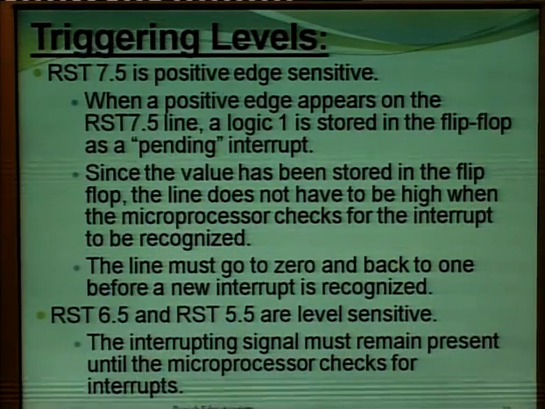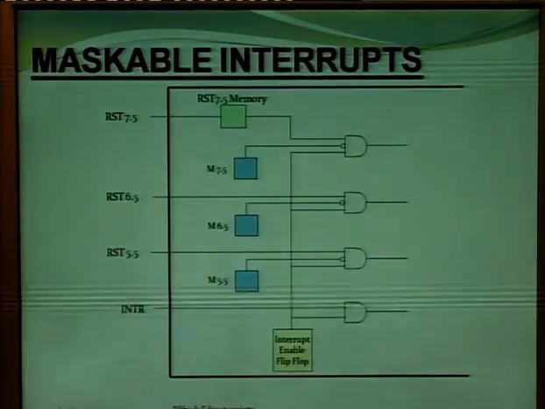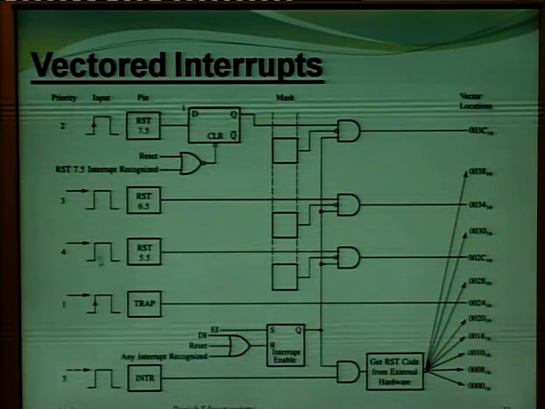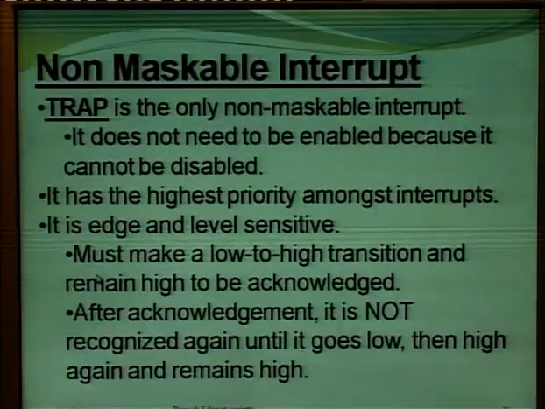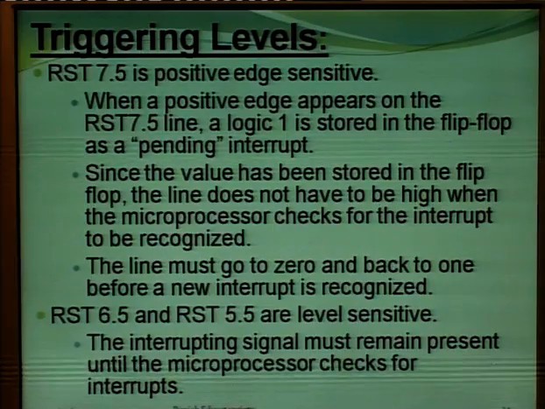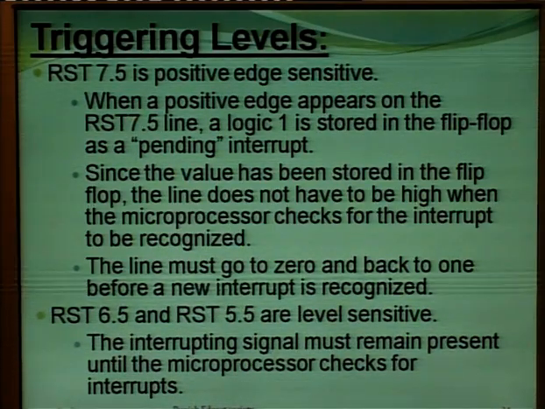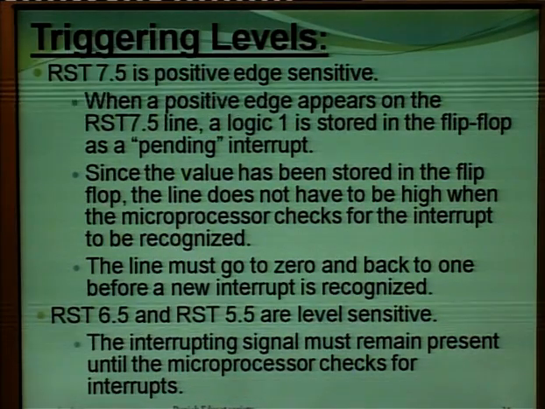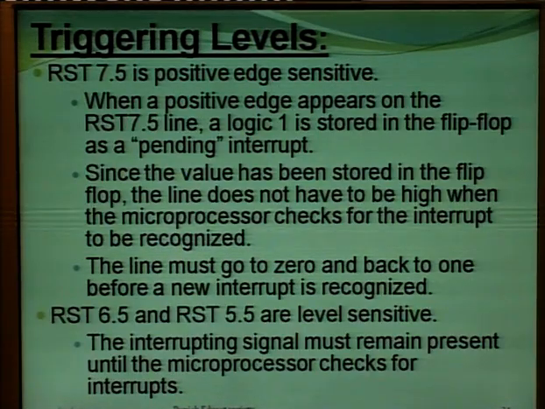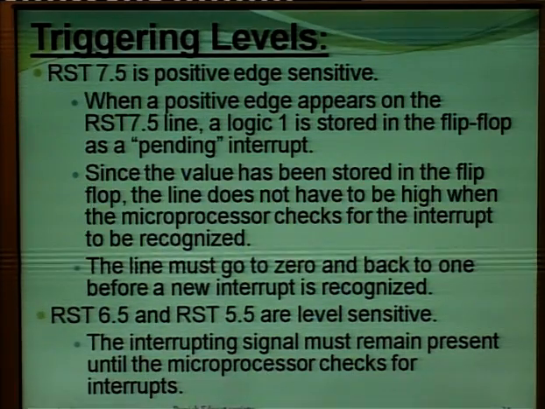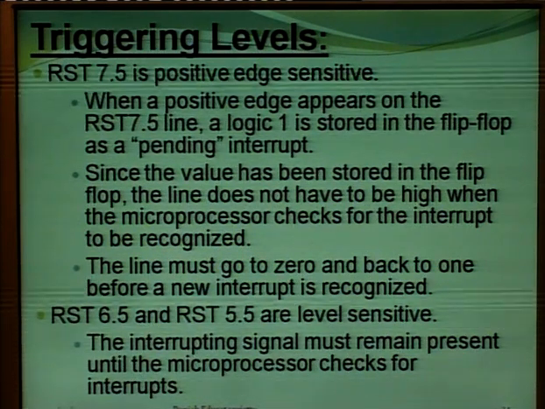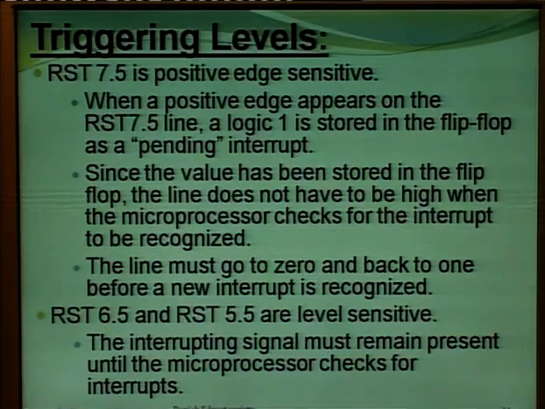Apart from this, there are the triggering levels, as we saw in the last interrupt diagram, these are the inputs which are applied to the interrupts. So, RST 7.5 is positive edge sensitive. When a positive edge, that means going from 0 to 1, appears on the RST 7.5 line, a logic 1 is stored in the flip flop as a pending interrupt. Since the value has been stored in the flip flop, the line does not have to stay high. There is only an edge, it becomes high and this high is stored in the flip flop.